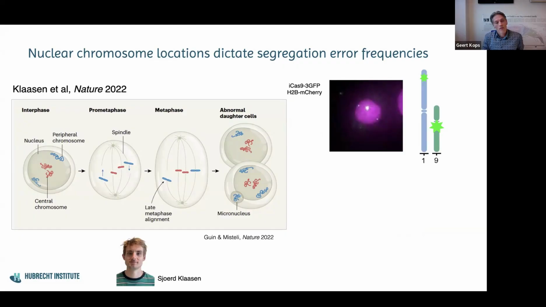single cell sequencing, but also by live imaging. And what we found is that certain chromosomes have particular positions in the interphase nucleus. This was known from many studies in the past.